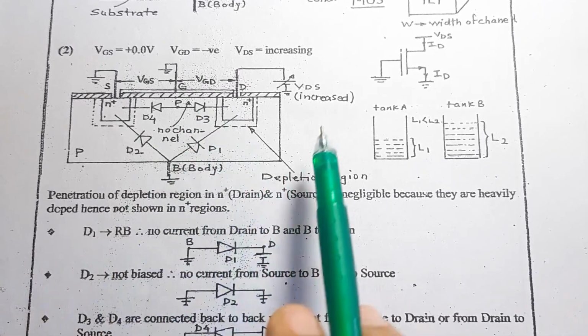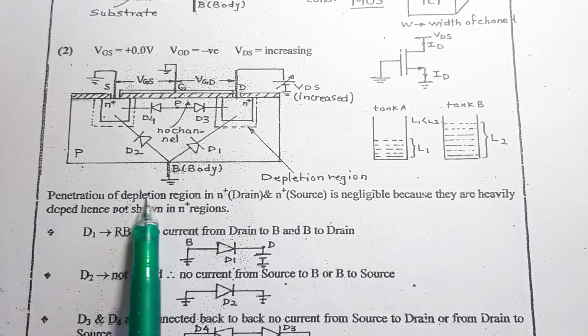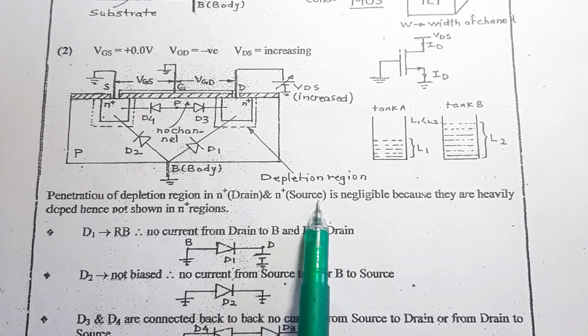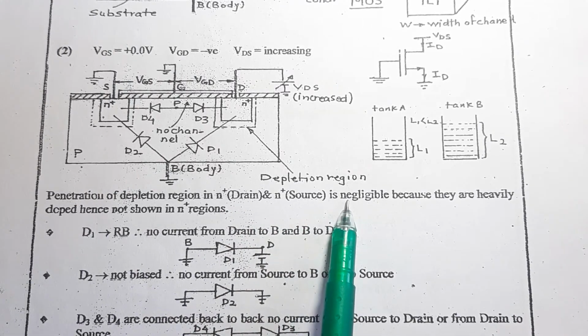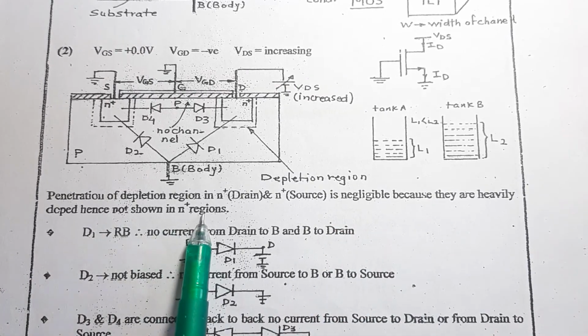So now, the penetration of the depletion region in N plus, that is the drain, and N plus regions, that is the source, is negligible. The penetration of the depletion region is very small in those, because they are heavily doped, hence it is not shown in the N plus regions.